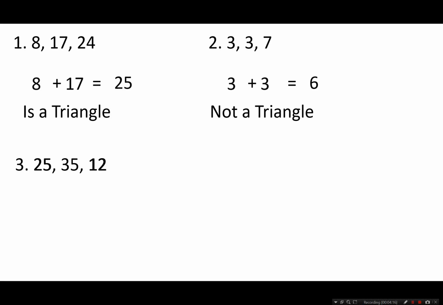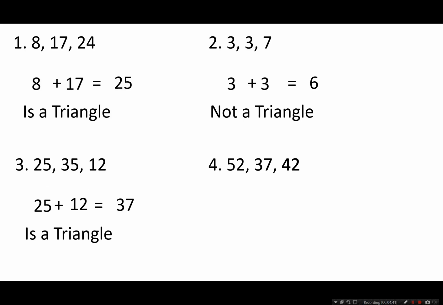Now, we got 25, 35, and 12. On this one, it's not in increasing order, so we still have to look at which one's the smaller two. On this one, it would be 25 and 12. When we add those together, we get 37. 37 is larger than 35, so this could be a triangle.